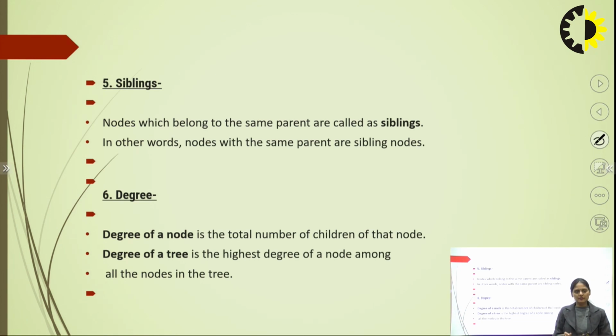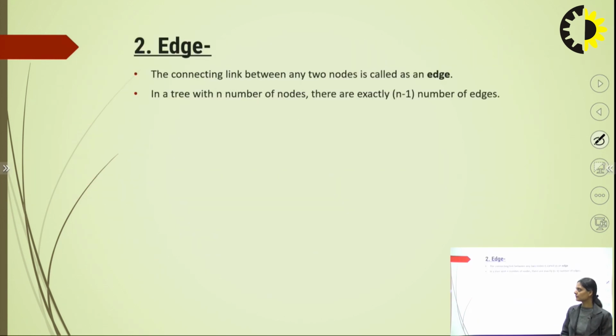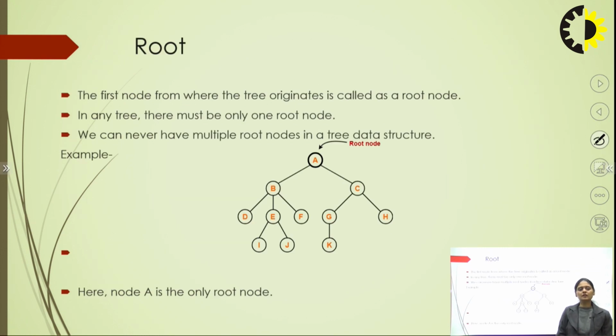Another is degree. There are two definitions: first is the degree of a node and second is the degree of a tree. The degree of a node is the total number of child nodes of that particular node. So the total number of children is represented as the degree of that node. Similarly, the highest degree of a node among all the nodes in a tree is represented as the degree of the tree. Over here we can see the degree of G is 1. G has a single child, so we say the degree of G is 1.